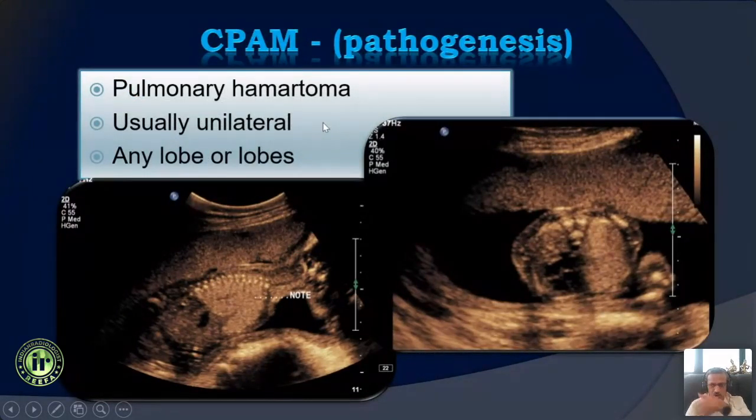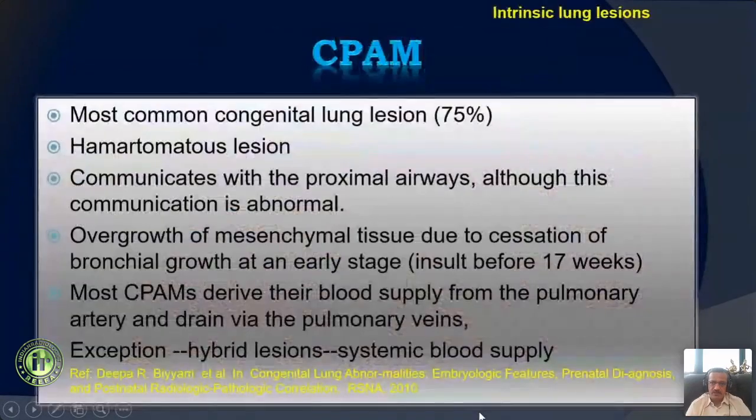Now, CPAM typically, they feel it's a hamartoma, it's a mesenchymal sort of changes coming up within the lung. Usually it is unilateral, but it can affect any lobe or the entire lung or multiple lobes, as we'll see subsequently. So it's one of the most common congenital lung lesions, almost 75% of all lung lesions, and it is supposed to be a hamartomatous lesion. And the pathology basically is that there is an overgrowth of mesenchymal tissue because of cessation of the bronchial growth at a very early stage, with an insult happening before 16 or 17 weeks of gestation.